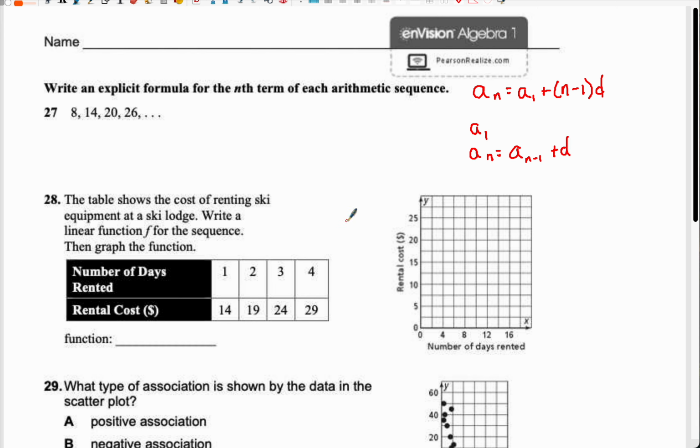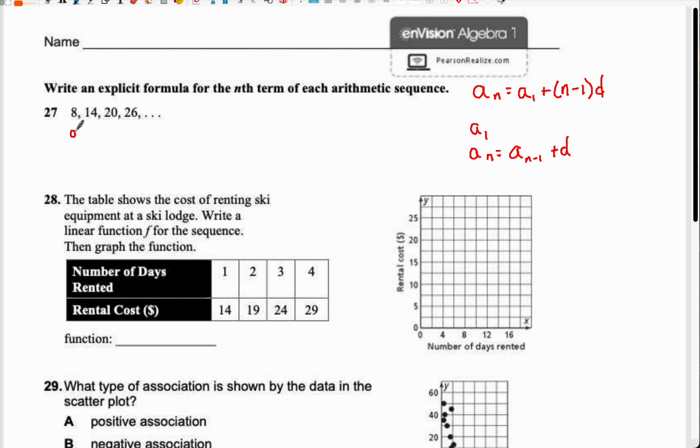Double check that, make sure I gave you the right thing. Recursive, a sub 1, yep, that's all you have to do. In the example here, it asks for just the explicit formula. On the test, you're going to have to do one of each, but these aren't that hard, so suck it up. Here we go. A sub n equals a sub 1 plus n minus 1 times d.